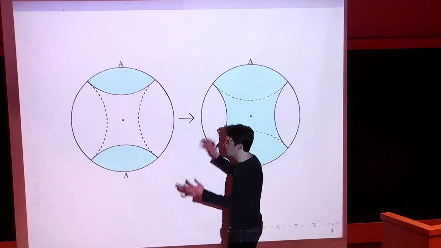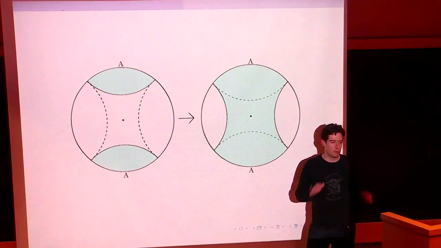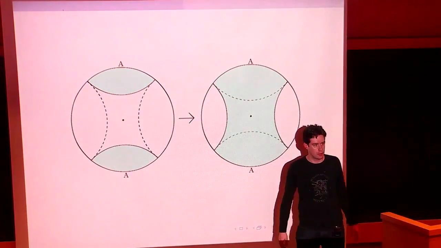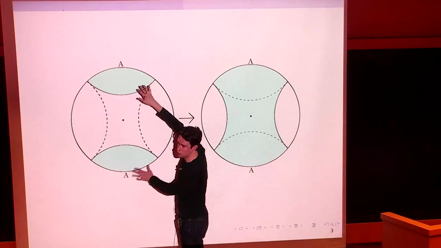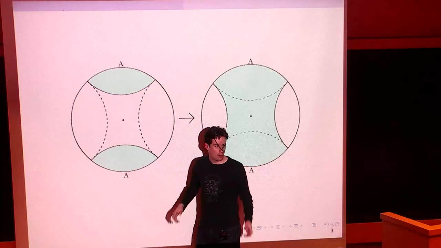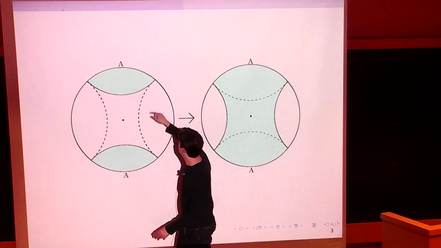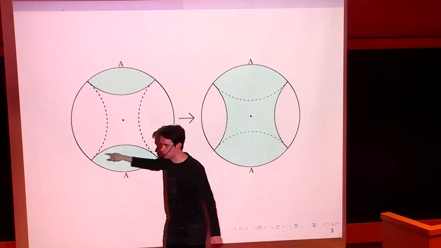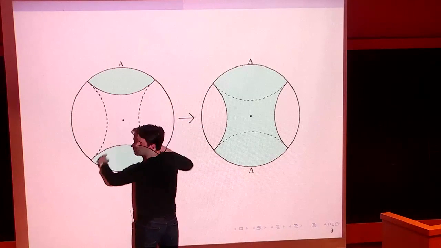In general, these two things are different even for connected regions. But in the model, I have to take the regions connected for them to be different. So the idea is the causal wedge. I take A to be this union of these two things. And now if A is sufficiently small, then the Ryu-Takayanagi surface is the union of these two things. This is the minimal area extremal surface because these surfaces are bigger.